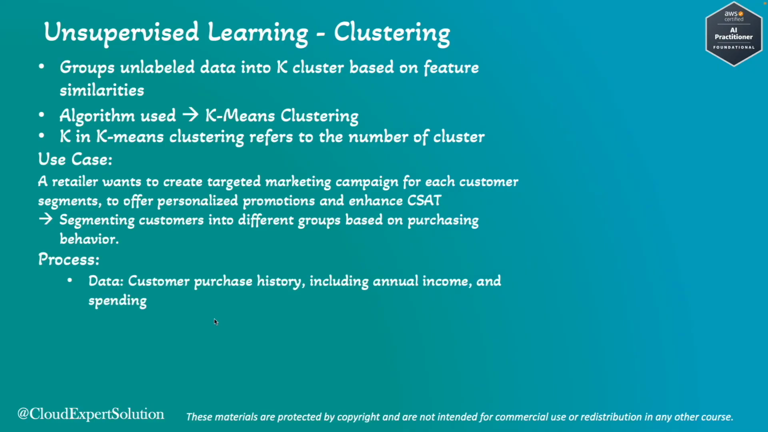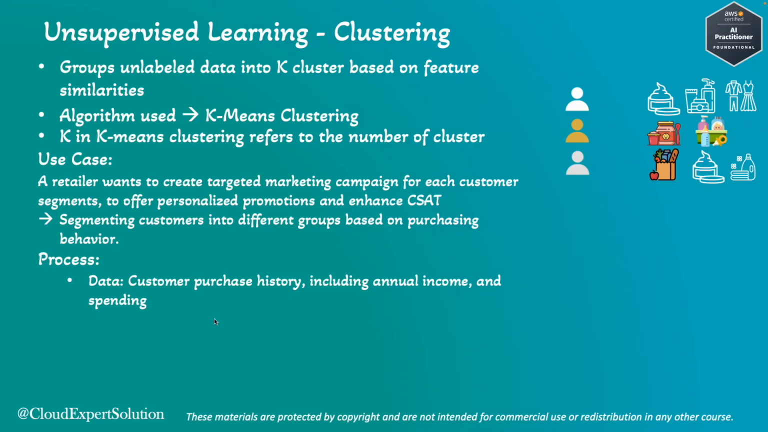To start the process, we need data. Now we need customer purchase history, and that purchase history includes customer annual income, customer spending habit, and customer demography. Let's assume that we have some data like this. Customer 1 purchases cosmetics, creams, and trendy garments. Customer 2 purchases baby food, baby cosmetics. Customer 3 purchases grocery, laundry supplies, and also cosmetics. Like that, we have all the customer purchase history.